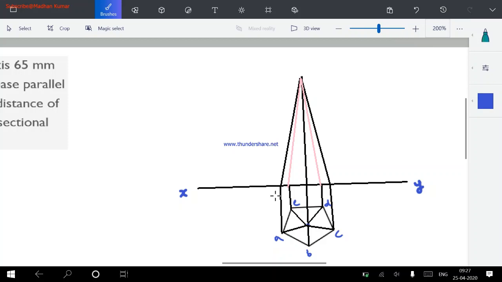And then the front view parts are a dash, b dash, c dash, d dash, and this is e dash. After introducing this, you have to introduce the apex O, and this is your apex o dash. After introducing all the nomenclature, it is the orthogonal projection of this particular pentagonal pyramid. Now we are going to introduce the axis.